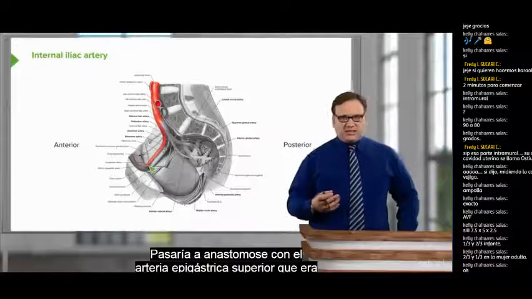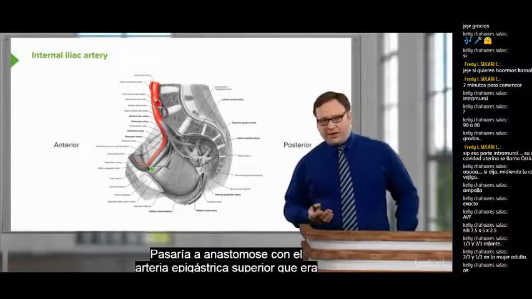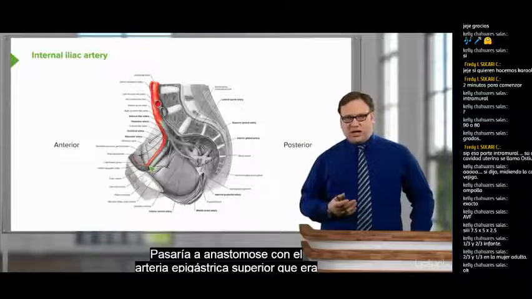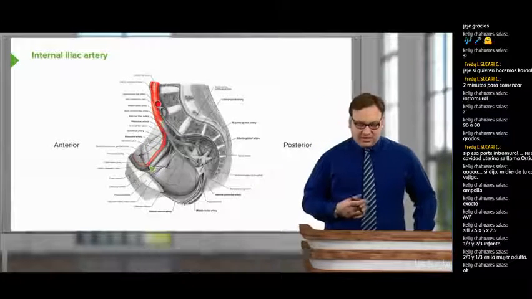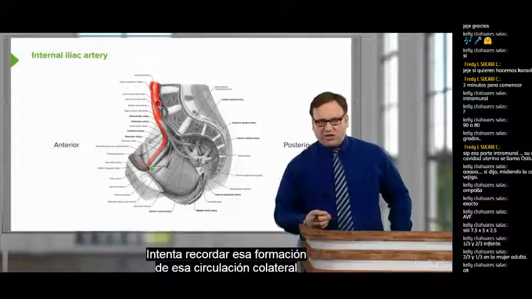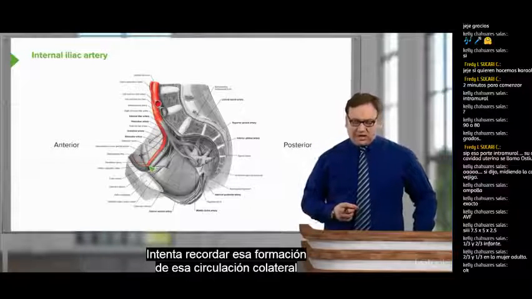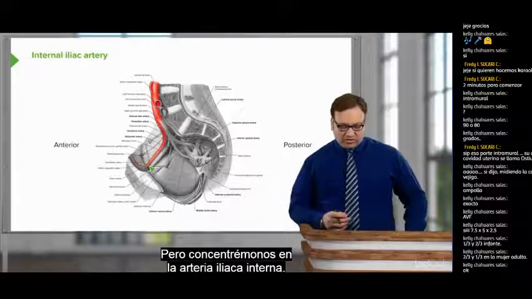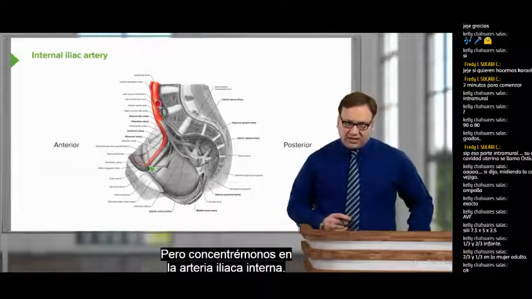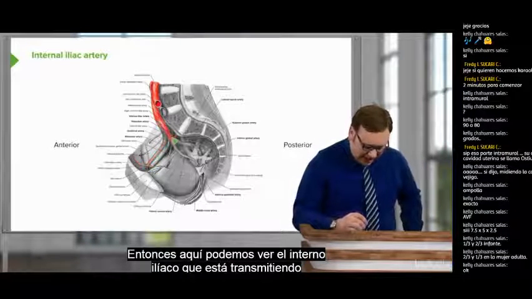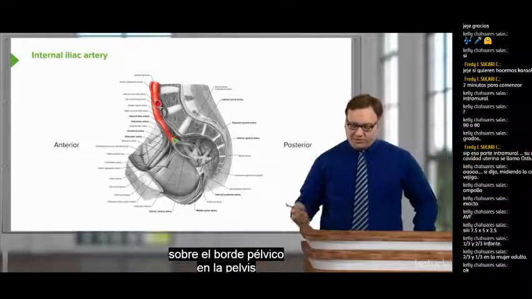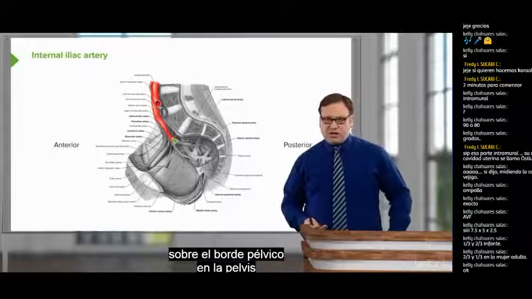It would go on to anastomose with the superior epigastric artery, which was a branch from the internal thoracic artery in the chest. So try to remember that formation of that collateral circulation. But let's just concentrate on the internal iliac artery. So here we can see the internal iliac that's passing down over the pelvic brim into the pelvis.